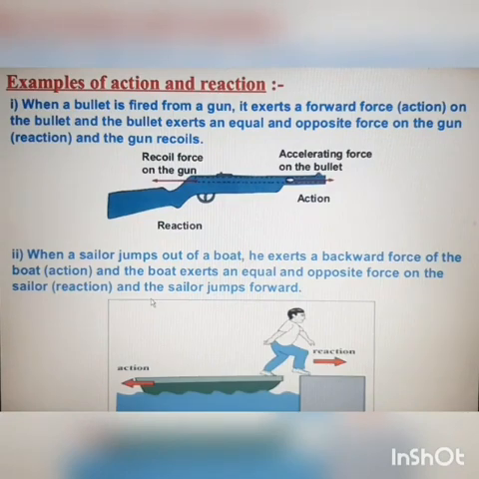If you are in a boat and you jump towards the shore, the boat will tend to move in the backward direction. This is also an example of action and reaction.